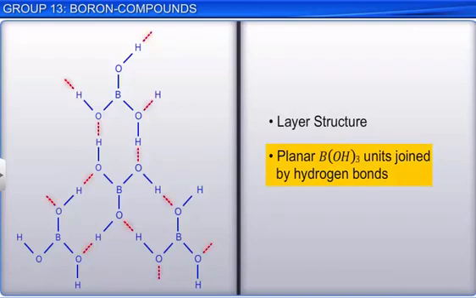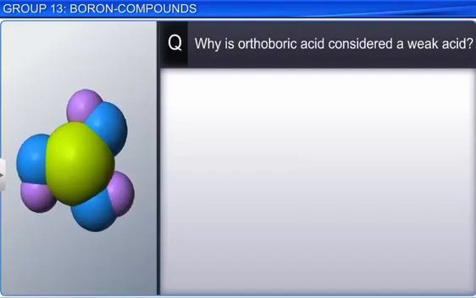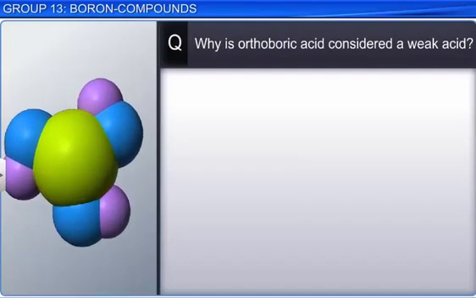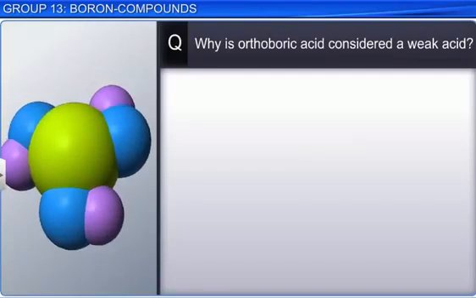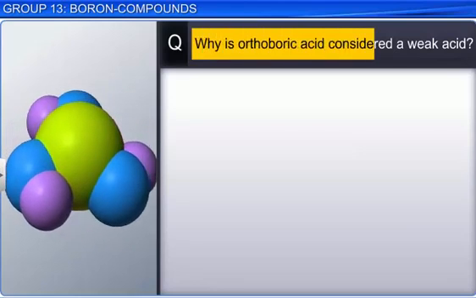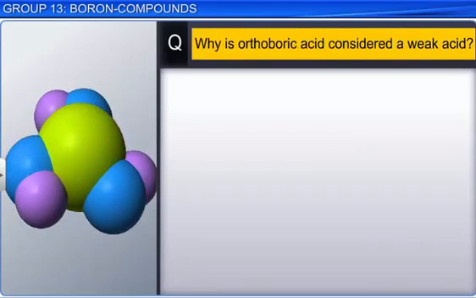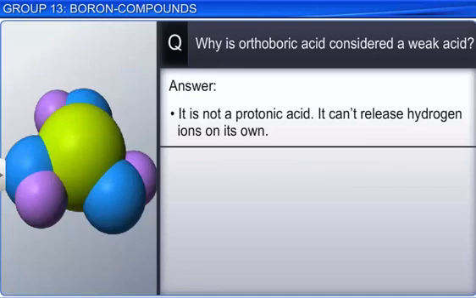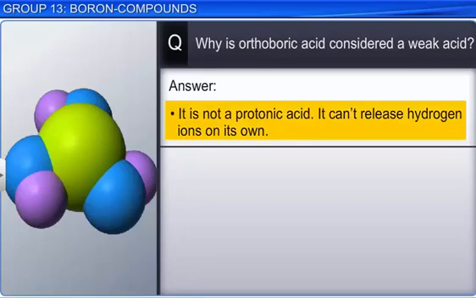Try to answer this question independently before proceeding. Why is orthoboric acid a weak acid? Answer. One definition of an acid is its ability to release hydrogen ions. Orthoboric acid is not a protonic acid and doesn't release hydrogen ions on its own.